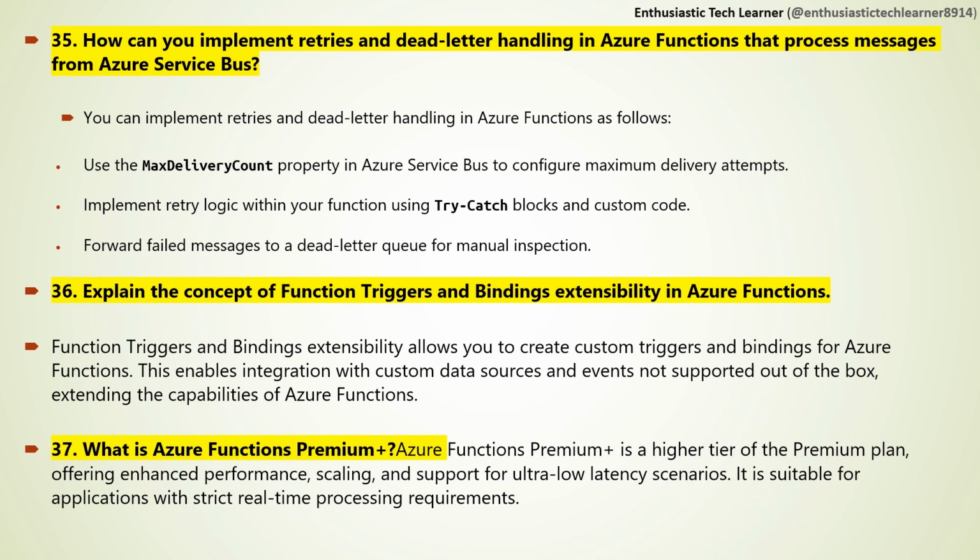Explain the concept of function triggers and bindings extensibility in Azure Functions. Function triggers and bindings extensibility allows you to create custom triggers and bindings for Azure Functions. This enables integration with custom data sources and events not supported out of the box, extending the capabilities of Azure Functions. What is Azure Functions Premium Plus? Azure Functions Premium Plus is a higher tier of the Premium plan, offering enhanced performance, scaling, and support for ultra-low latency scenarios. It is suitable for applications with strict real-time processing requirements.